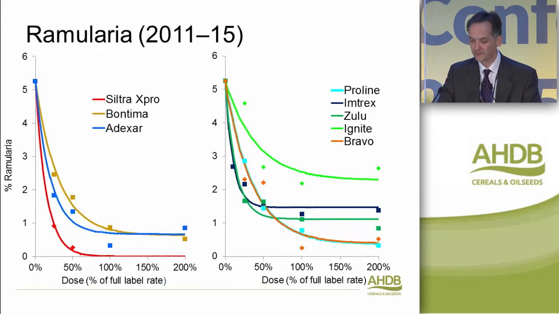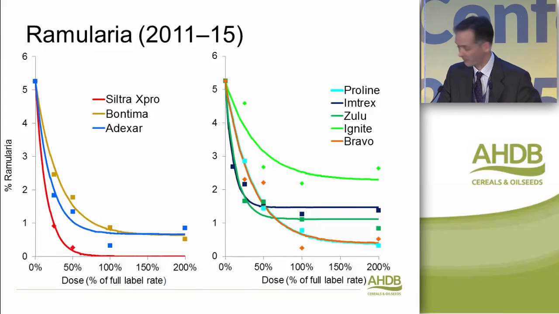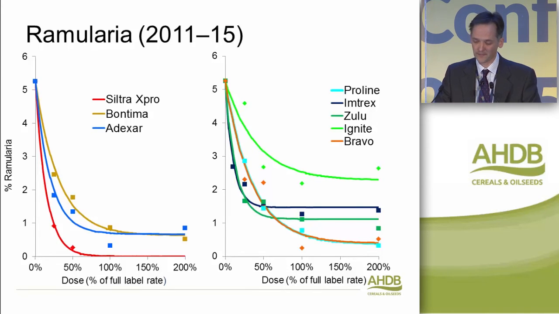On ramularia, thankfully there's many different modes of action that we can use on ramularia and various different products. On the right-hand side, Ignite's probably a little bit less effective than others, but Bravo and Proline actually overlie each other here and are both very active on ramularia. Note we have to apply these in a protectant situation generally. There's no curative activity. But clearly the SDHIs have also got good effect.